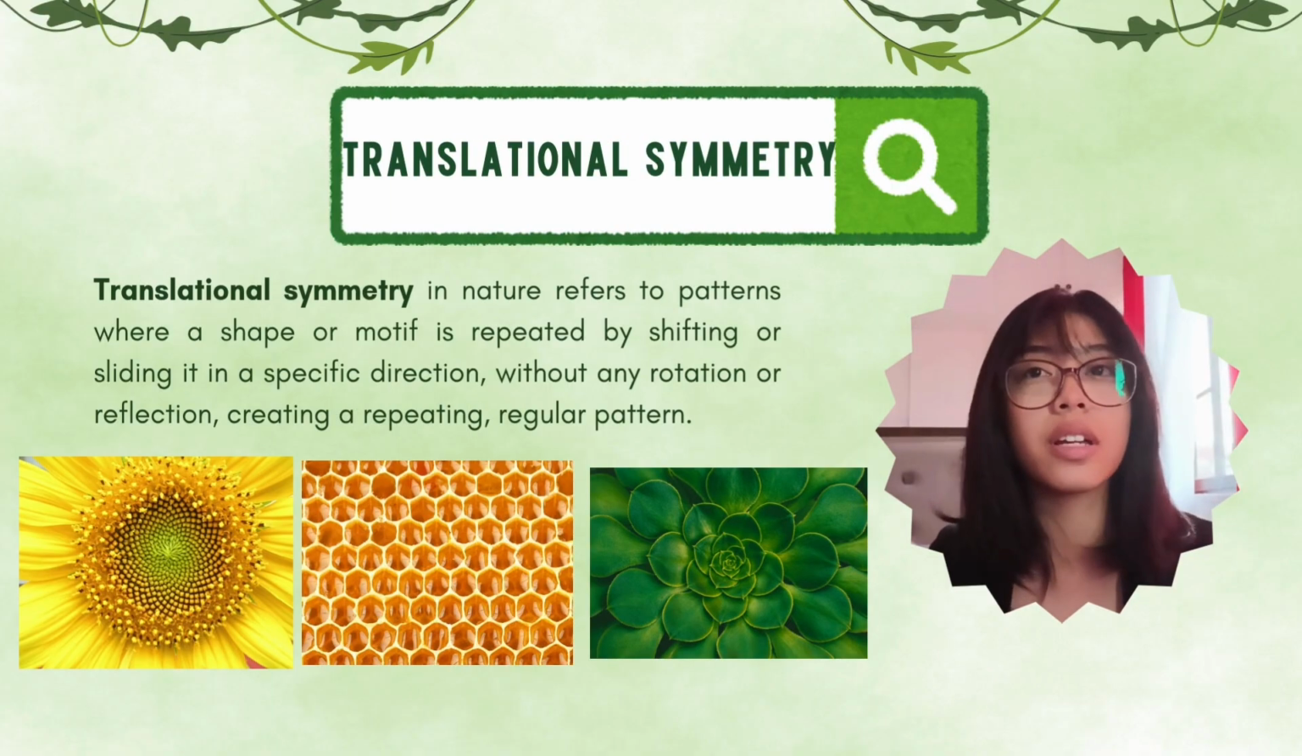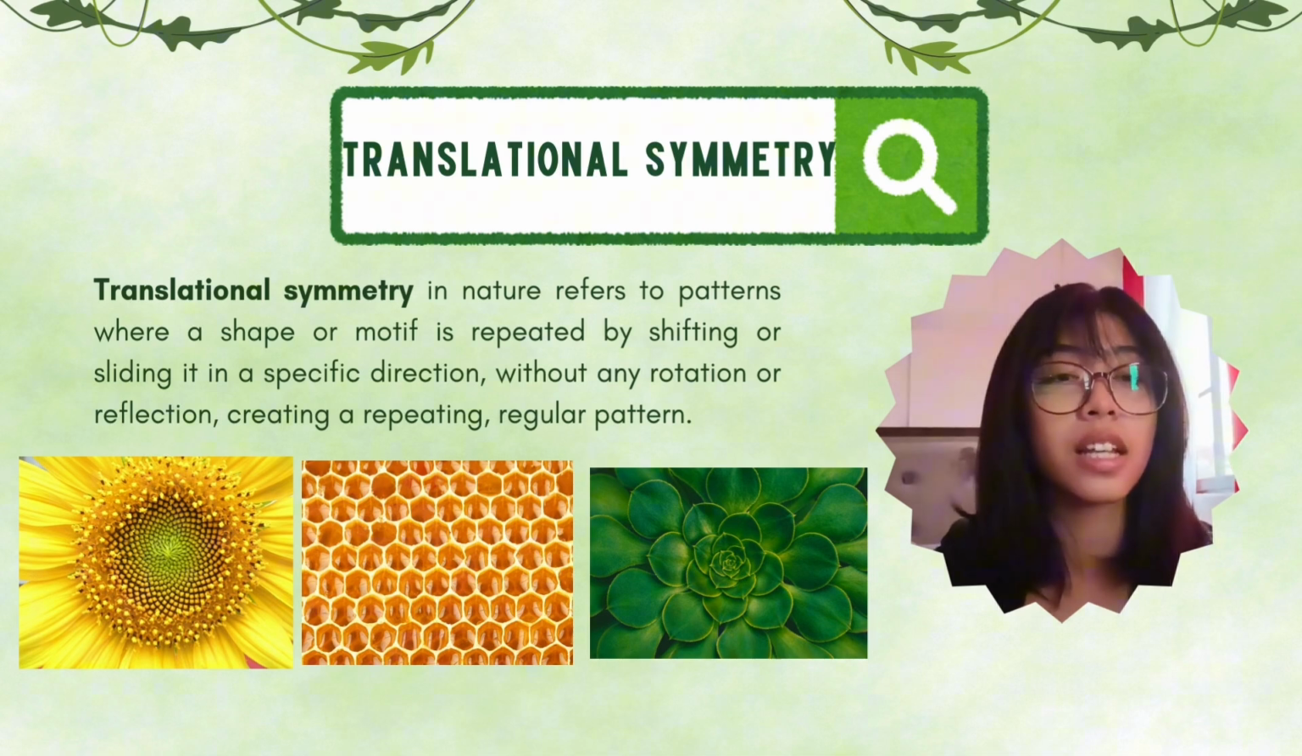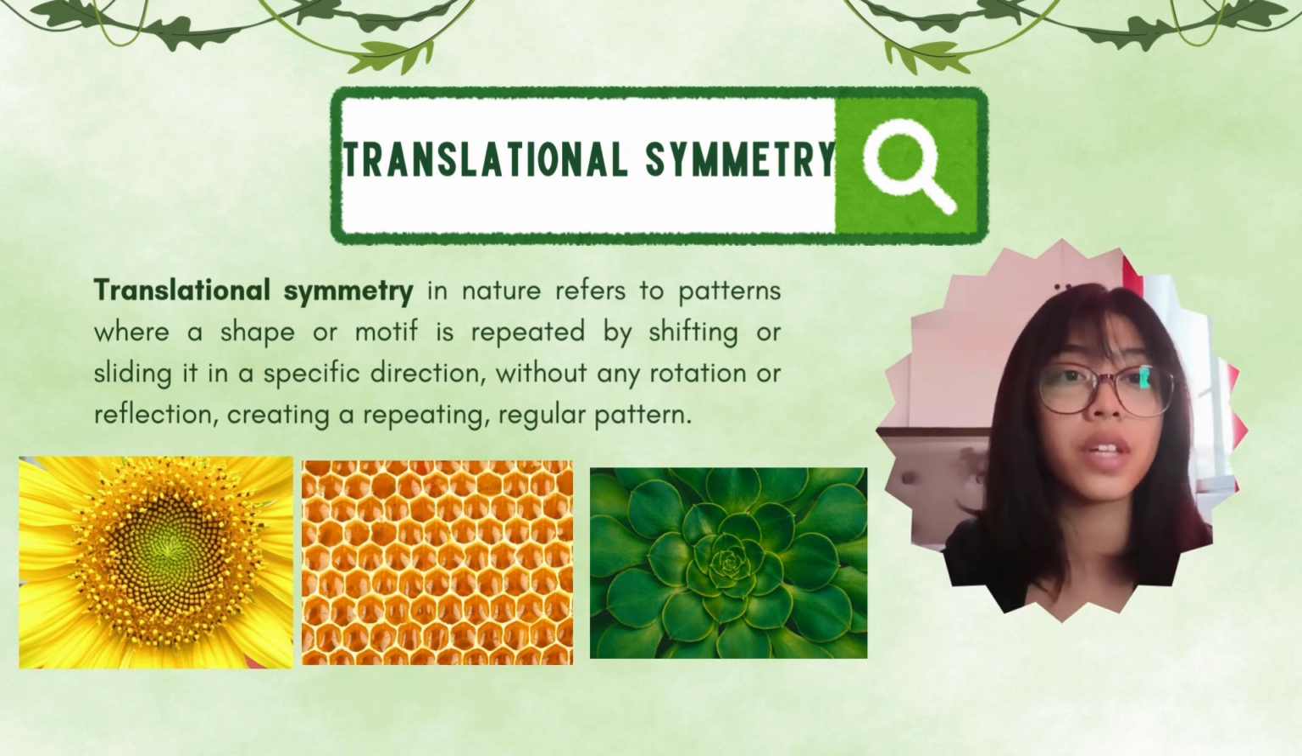The second symmetry is translational symmetry. Translational symmetry occurs when a shape or pattern repeats itself over a certain distance in a specific direction. This form of symmetry is common in nature's repeating patterns, allowing structures to be extended indefinitely without changing their basic form. Examples of this in nature are honeycomb structures created by bees that showcase translational symmetry. The repeating hexagonal cells maximize space efficiency and structural strength.